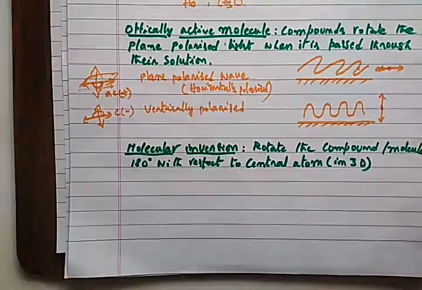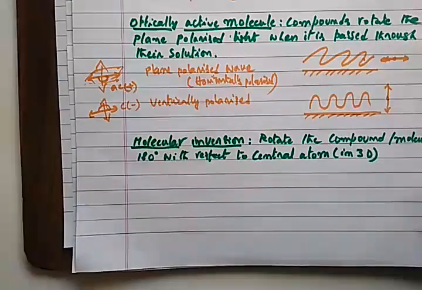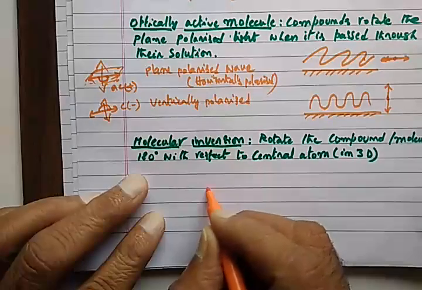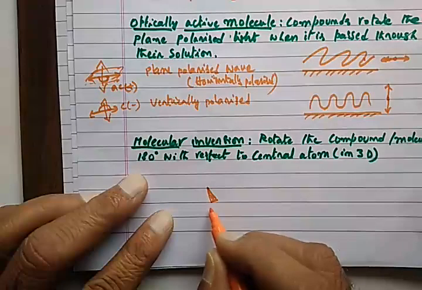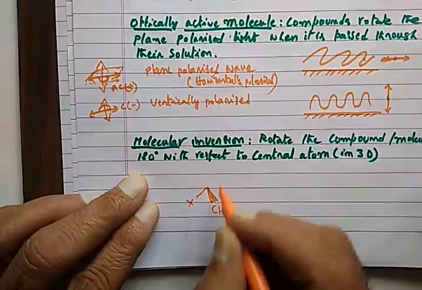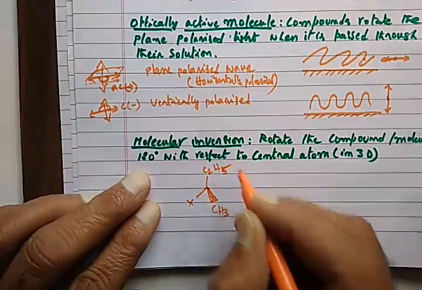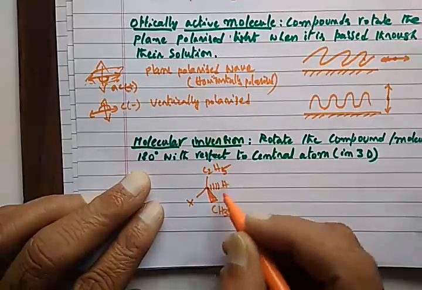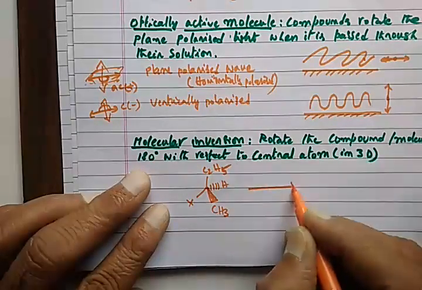The other one is molecular inversion. Here I will write one example and explain. Let us take one compound, like this. This is CH3, this is X, this is C2H5, and the hydrogen is away from you. This is towards you.